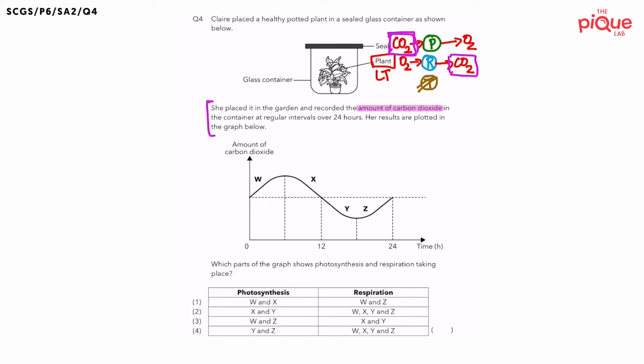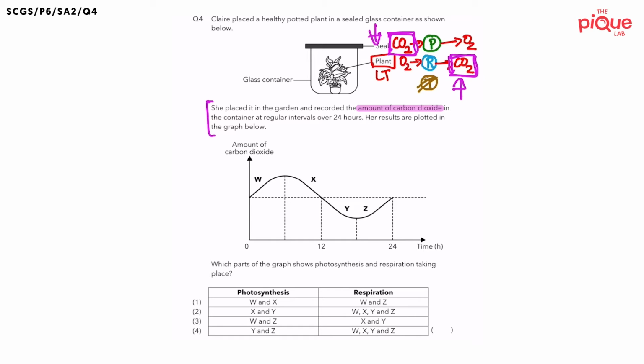The amount of carbon dioxide in the container should decrease. And in the process of respiration, when carbon dioxide is being produced, what can you tell me about the amount of carbon dioxide in the container? Does the amount of carbon dioxide in the container increase or decrease? The amount of carbon dioxide in the container should increase. So why is the increase and decrease in the amount of carbon dioxide important for us?